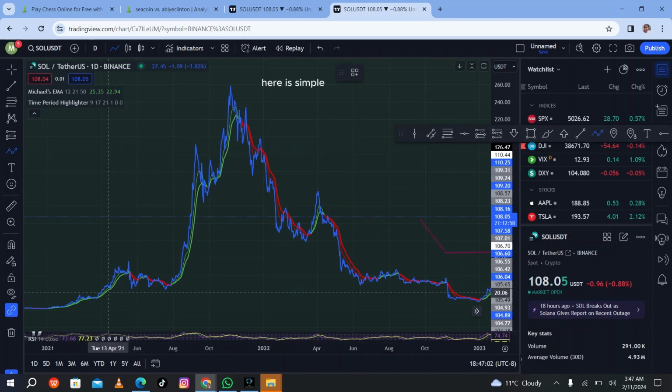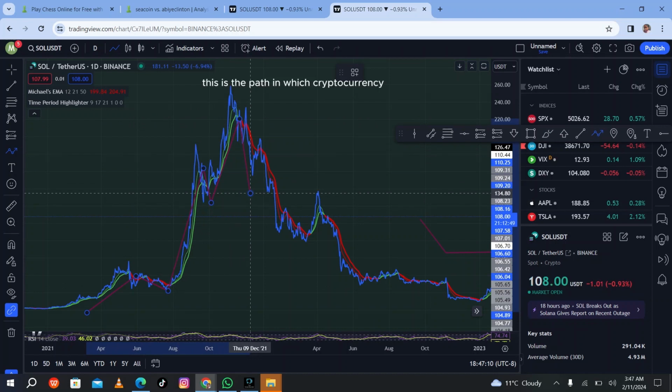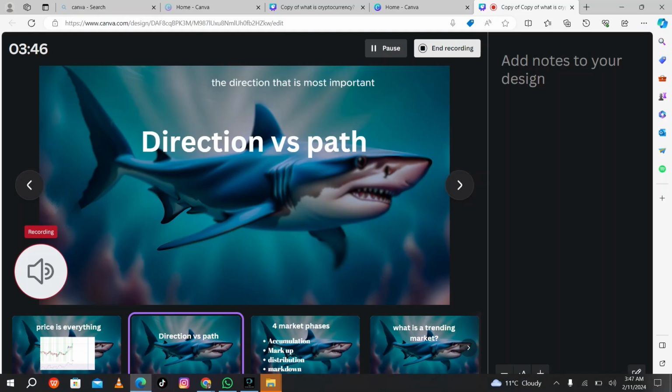What is the path here? It's simple. It's up, down, up, down, up, down. This is the path Solana is going to go through. And if you can get this path, that is how you can make money from cryptocurrency. But if you think that only knowing the direction will take you there, unfortunately, you have failed. That is why I say it is not the direction that is most important. What is most important is the path that Bitcoin or Solana is going to take. That is the most important part.